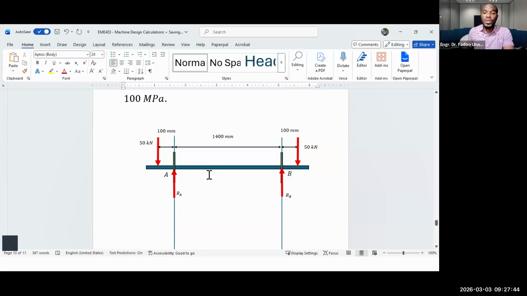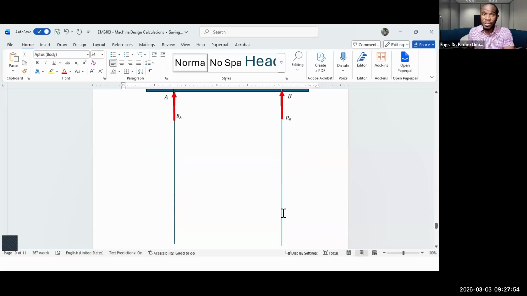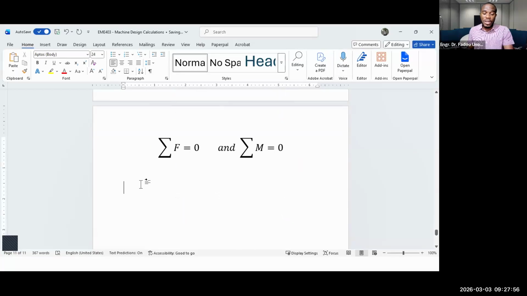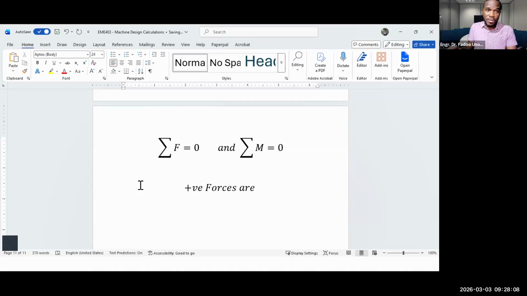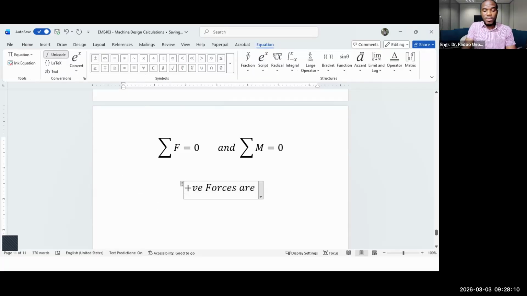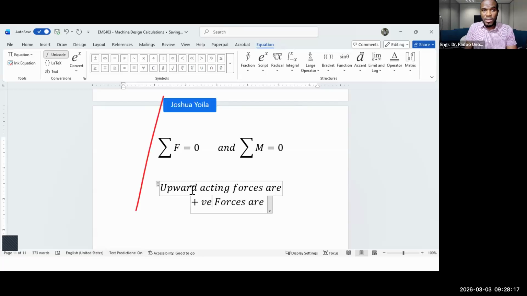Okay, so we're going to just stick with a simple notation that forces that are acting up are positive, forces that are acting down are negative. And you might want to show that notation like so. You will say upward acting forces are positive.